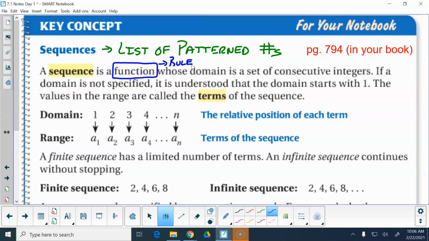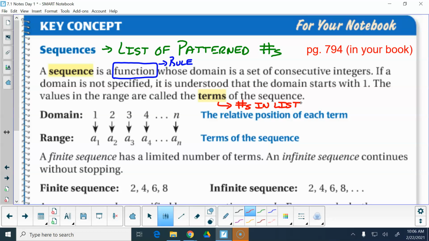The individual numbers in our lists are called the terms. So a sequence has a domain and a range. The domain would be the term number. The range would be the actual terms.